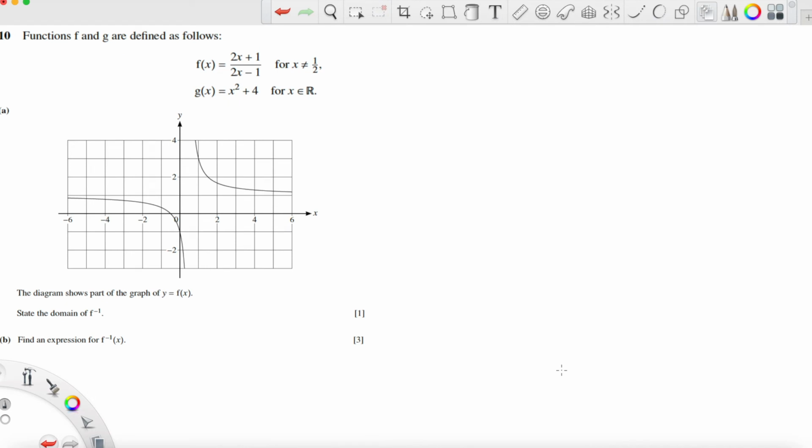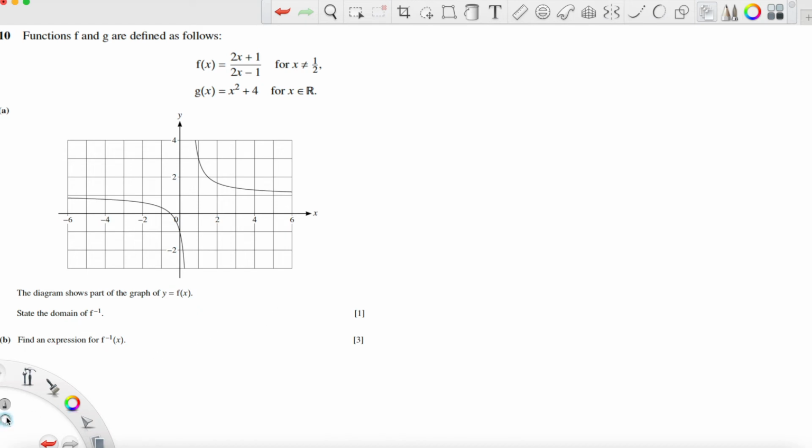Question number 10. Functions f and g are defined as follows. f of x is equal to (2x plus 1) over (2x minus 1) for x other than 1 over 2. g of x is equal to x squared plus 4 for x belonging to all real numbers. Part A: the diagram shows part of the graph y is equal to f of x. State the domain of f inverse.